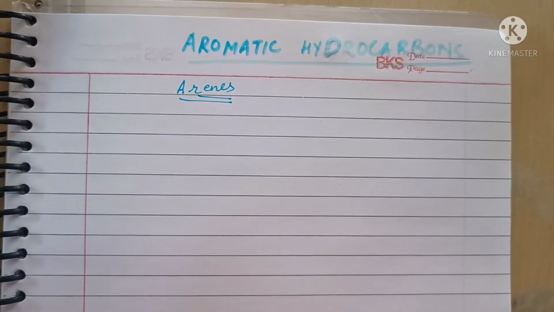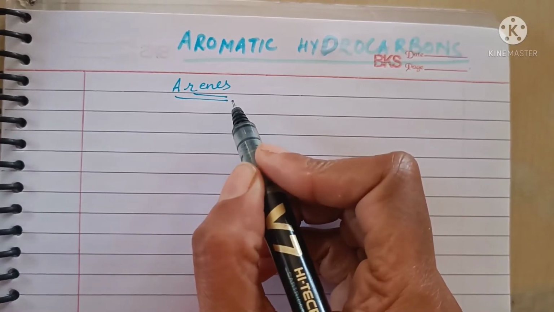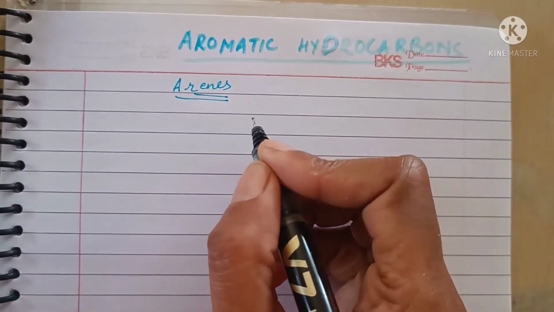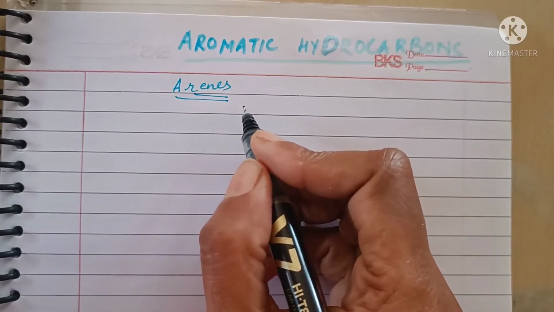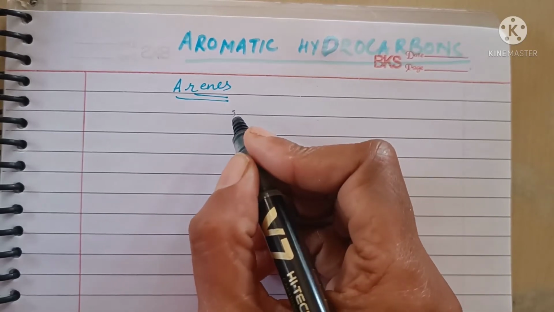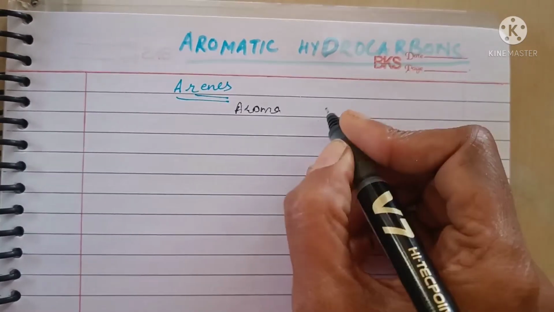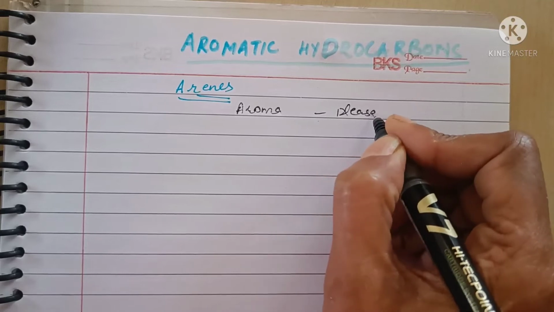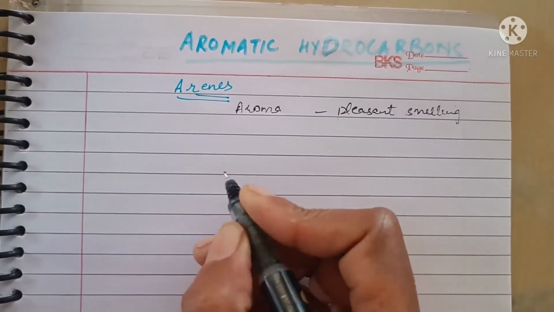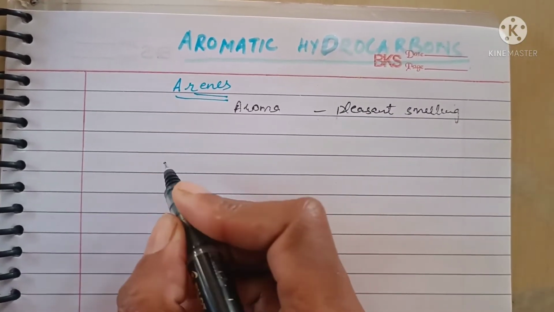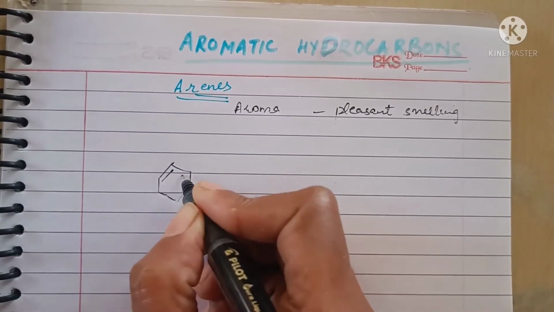Our topic for today is aromatic hydrocarbons. Hydrocarbons are also known as arenes. Since most of them possess pleasant odor, they are called aromatic compounds. In Greek, the word aroma means pleasant smelling, so they are called aromatic compounds. Most of such compounds were found to contain benzene rings, so they are called benzenoids.